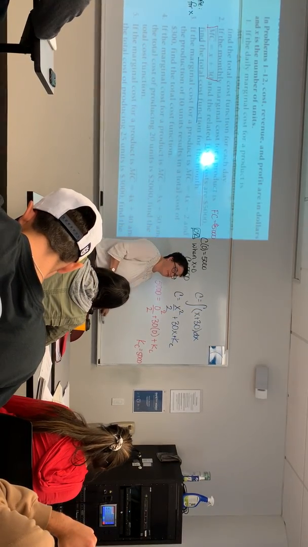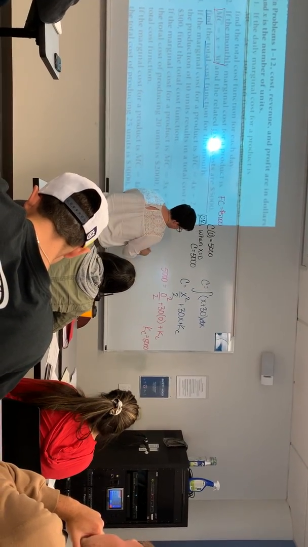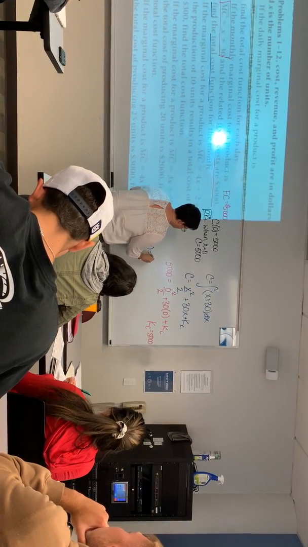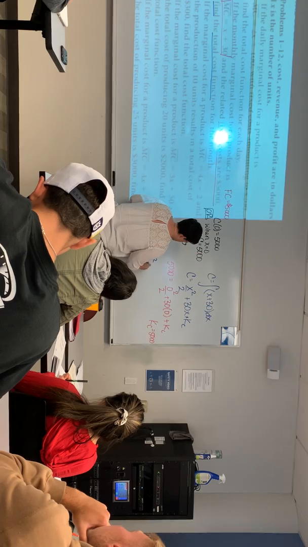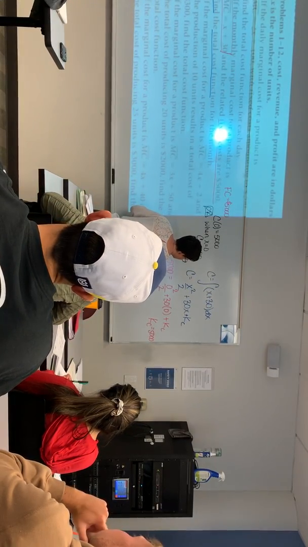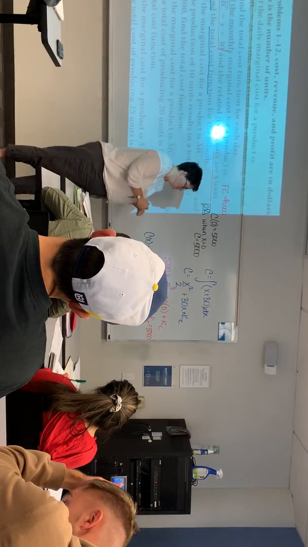So what's my full cost function, guys? C of X equals, yeah, plus $5,000. Done.